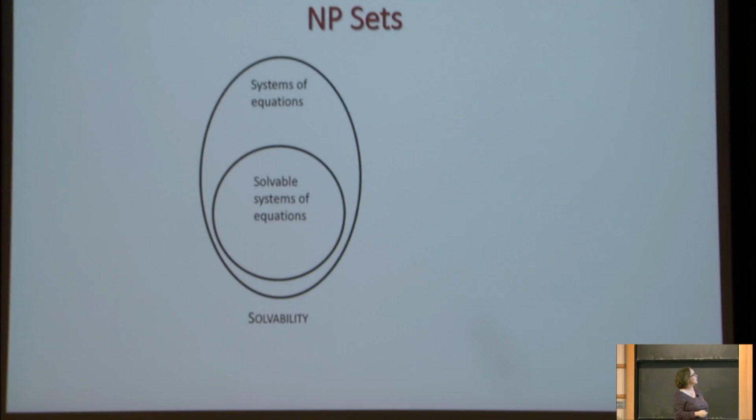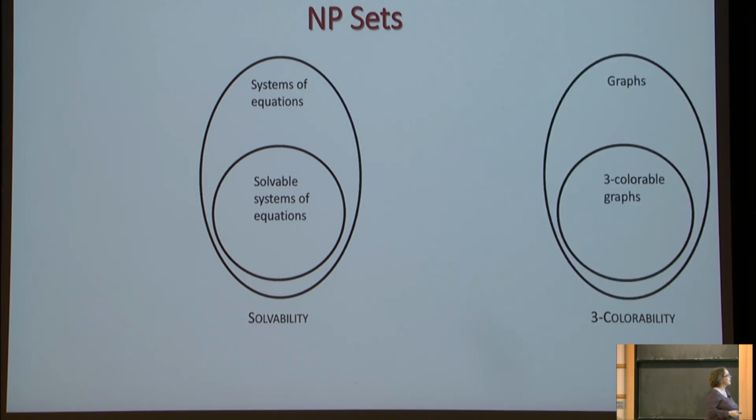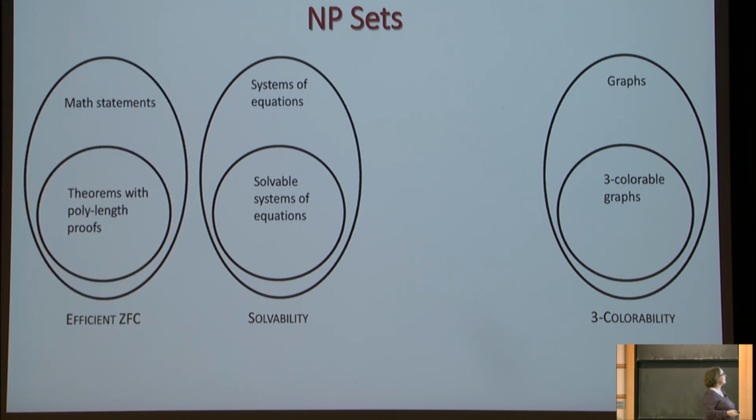Okay, so here is a picture of some NP sets. So here is one. You can think of all possible strings as specifying some system of equations, but the NP set here is those that are solvable, the ones that have a common zero. Okay, this is one example. Another one is you can think of strings as specifying graphs, and then the three-colorable graphs are a subset of these graphs. Another example.